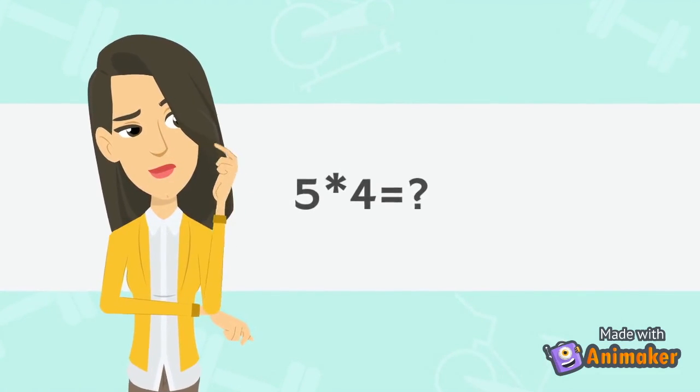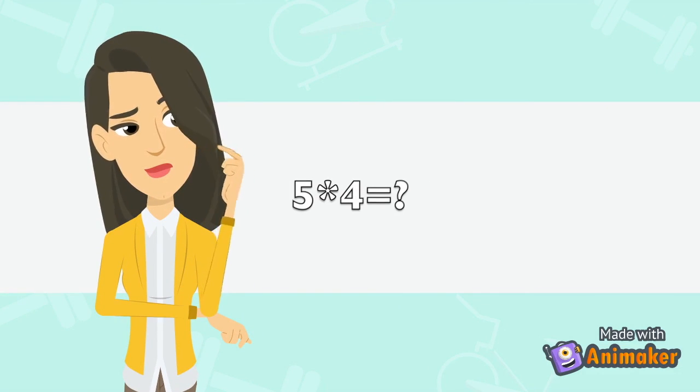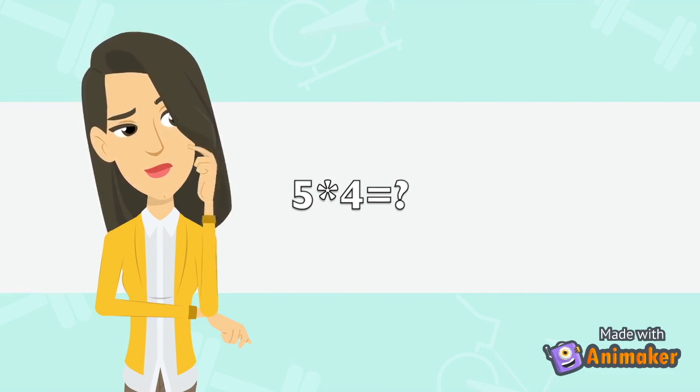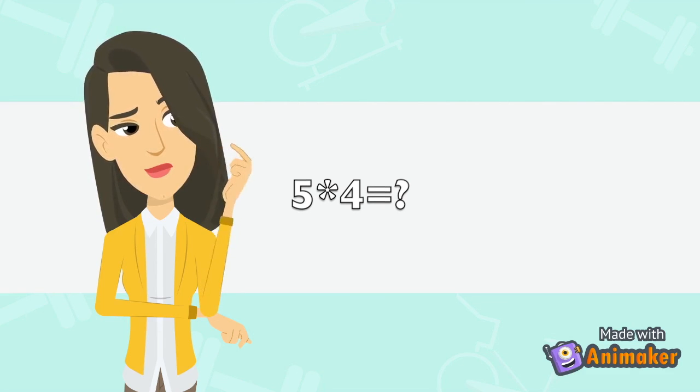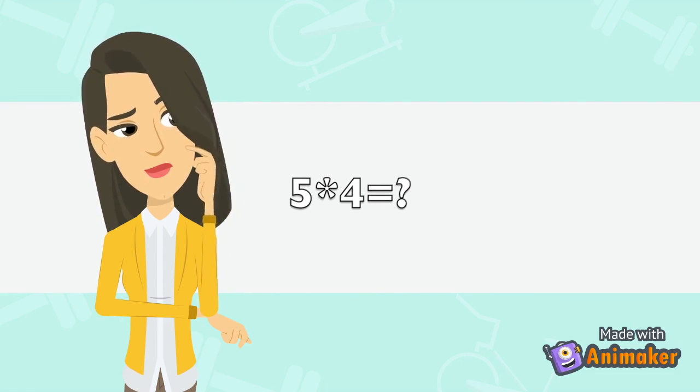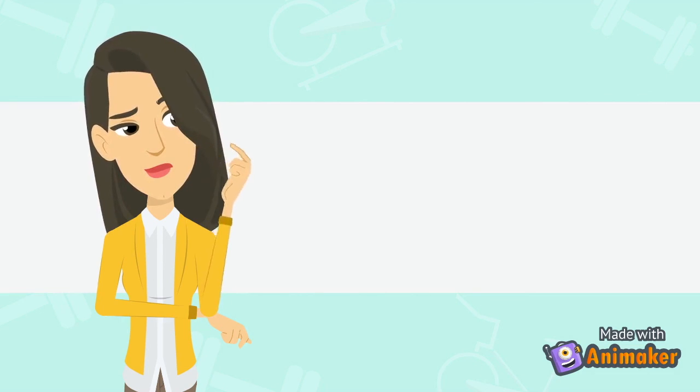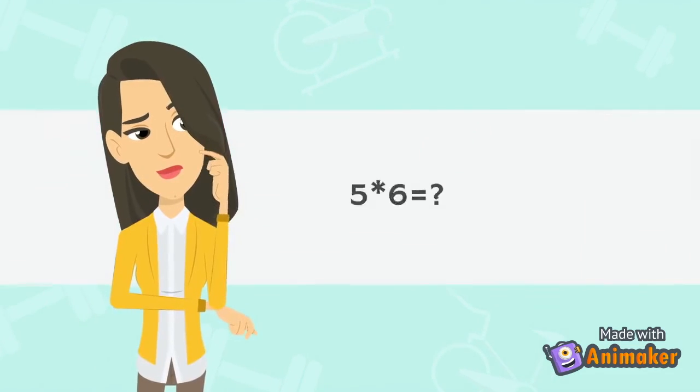5 times 4. Let's start by halving the even number. So 4 divided by 2 equals 2. Then we're going to multiply 2 by 5 and we get 5, 10. 5 times 2 equals 10. We're going to take that answer and double it. 10 plus 10 equals 20. So 5 times 4 equals 20.